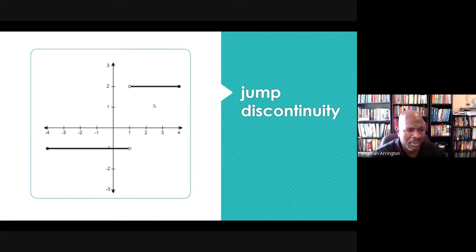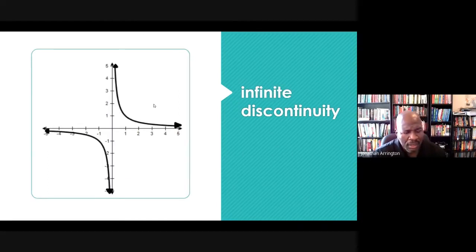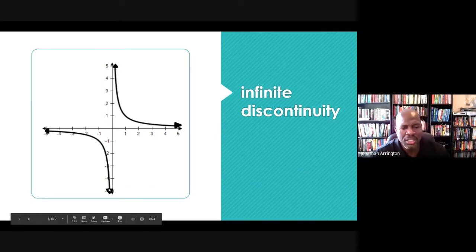Let's look at our next graph. At this graph, we have an infinite discontinuity, and this discontinuity occurs when x equals 0. So an infinite discontinuity is also known as a vertical asymptote. Basically what you need to look for from a graphical standpoint is when you get close to this value, here we're talking about x equals 0, the graph should shoot straight up towards infinity or shoot straight down towards negative infinity.